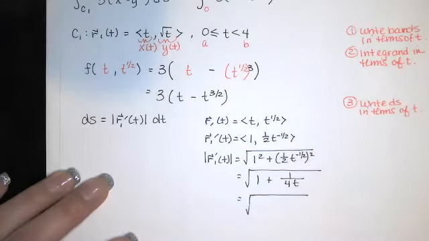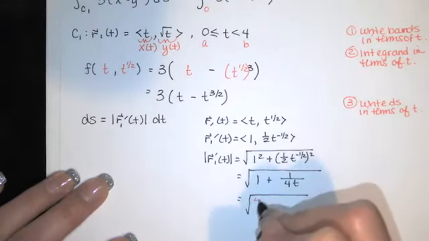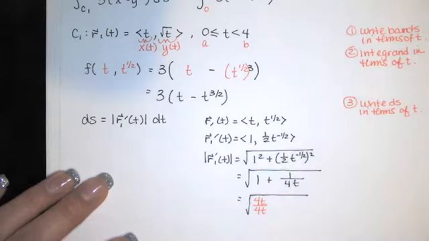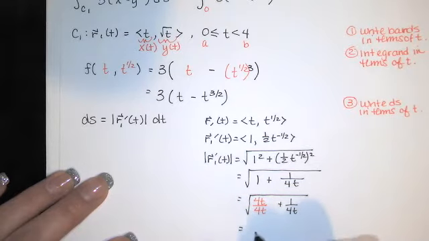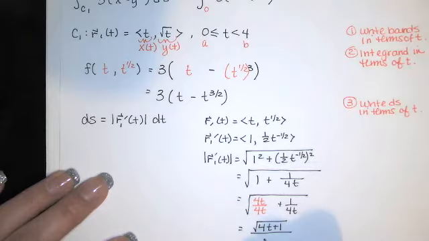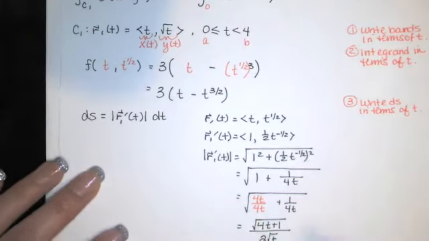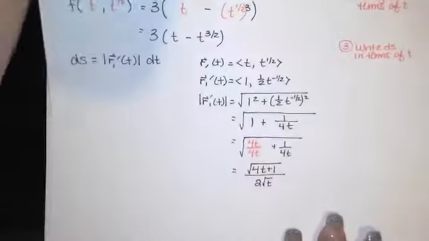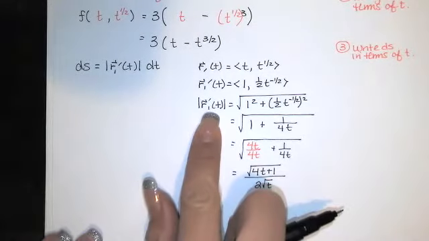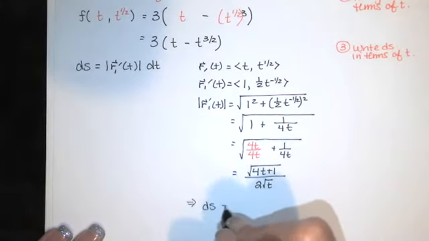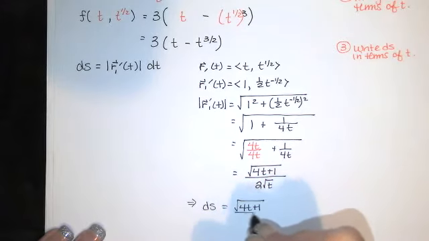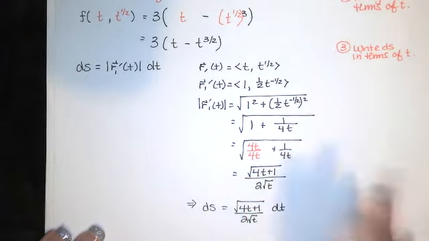If you want to, you can get a common denominator. Write that 1 as 4t over 4t. And so we'd have the square root of 4t plus 1 in the numerator divided by the square root of 4t, which is 2 times the square root of t. It's kind of ugly, doesn't simplify very nicely, but that's the magnitude of r sub 1 prime. ds is that times dt. So you sub that in.